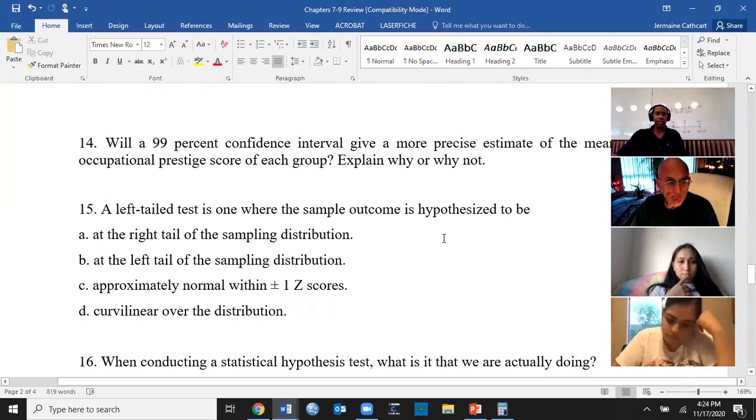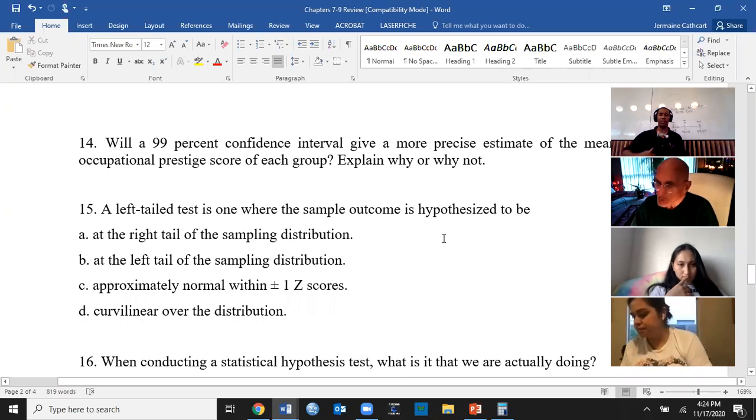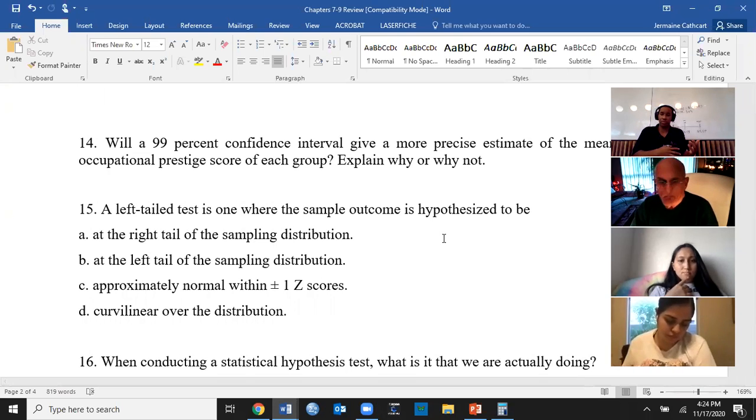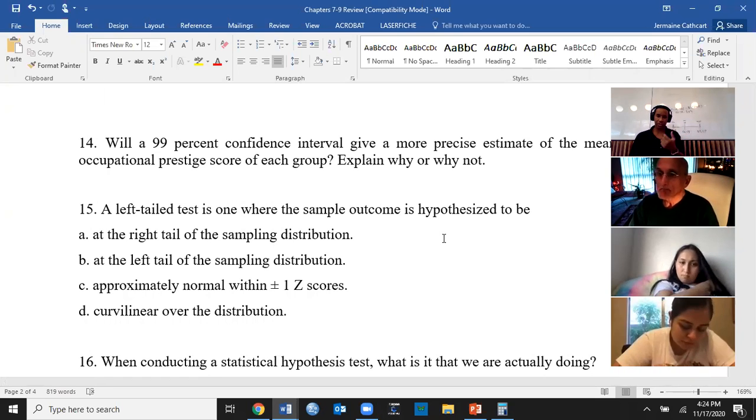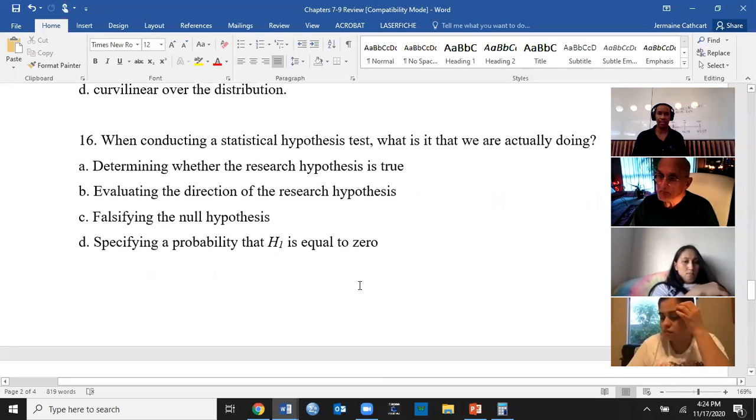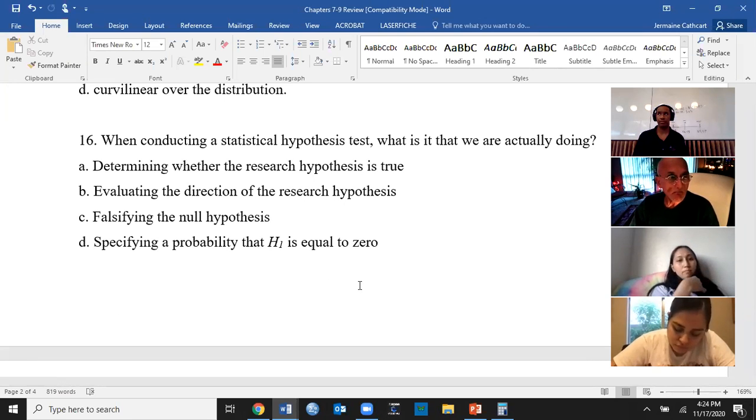Okay, so for 15, a left-tail test is one where the sample outcome is hypothesized to be what? B. Be at the left tail of the sampling distribution. That's why it's called a left-tail test, right? And of course, at that point, you're testing below the mean. Good.